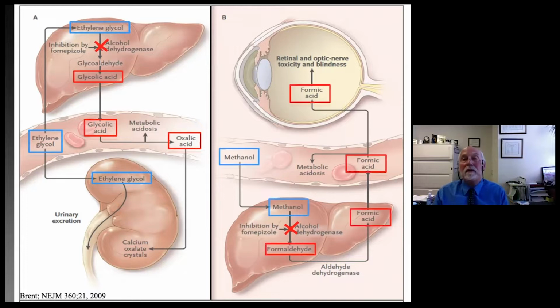Had it been methanol absorbed in the blood, it gets converted to formic acid here in the liver. Again, you can block that conversion to the toxic metabolite by using famotidine and preventing the formic acid. The major end organ of damage is the eye and blindness with methanol toxicity.